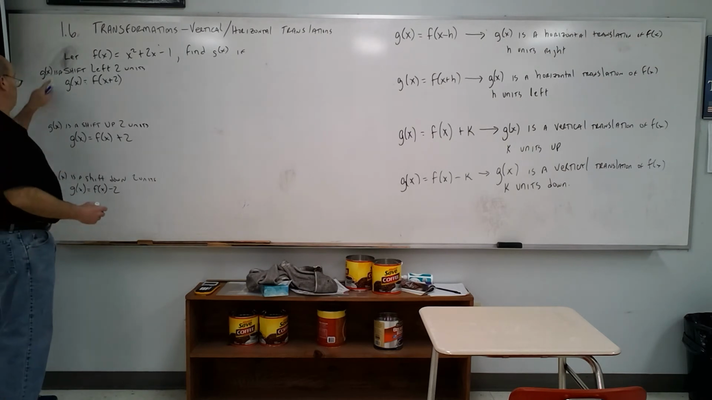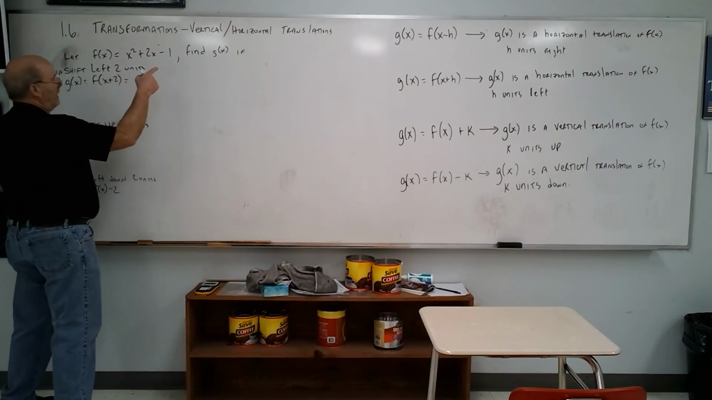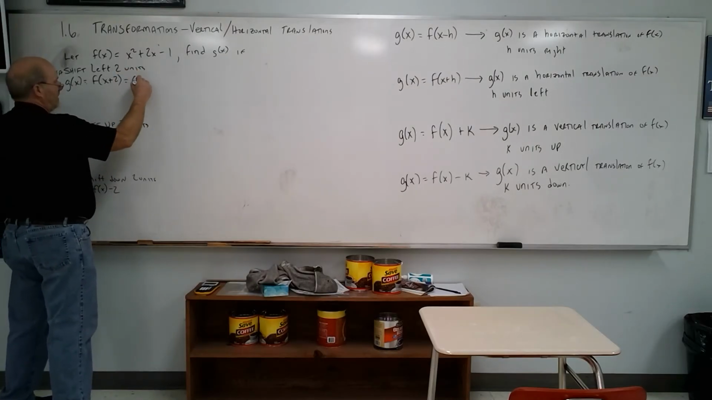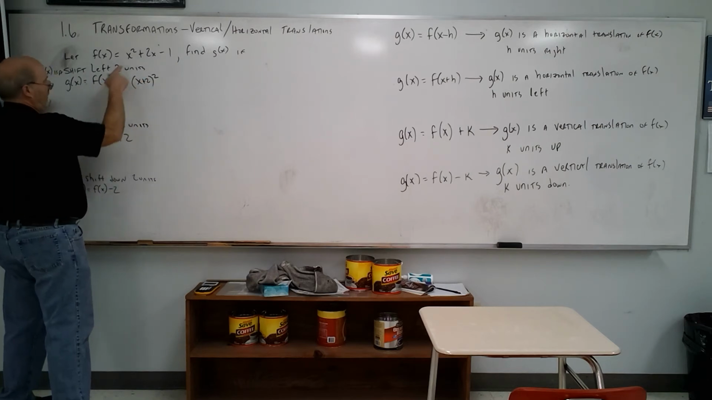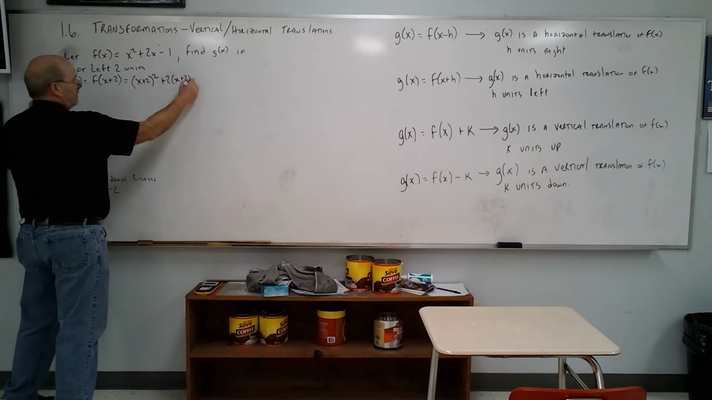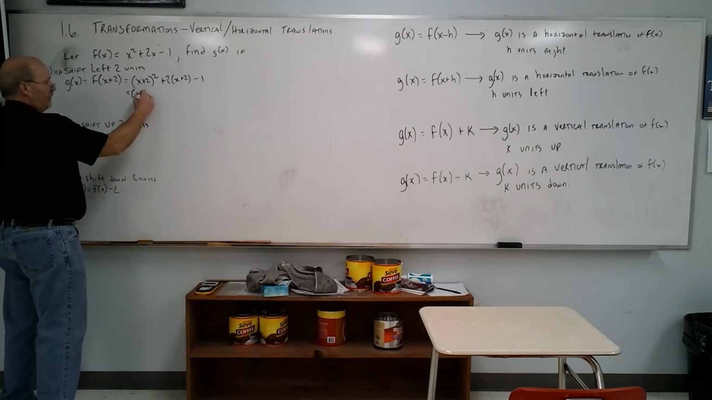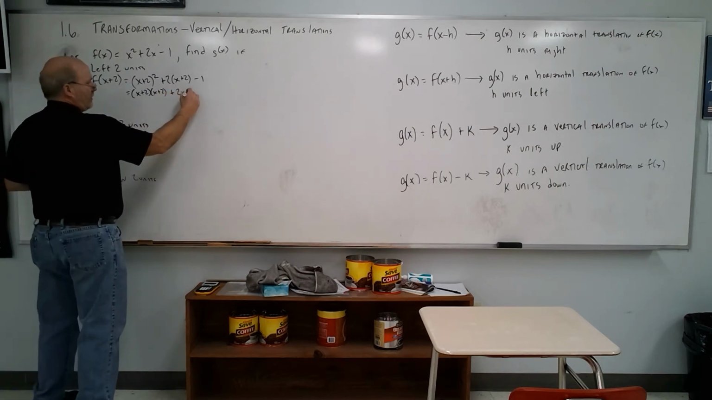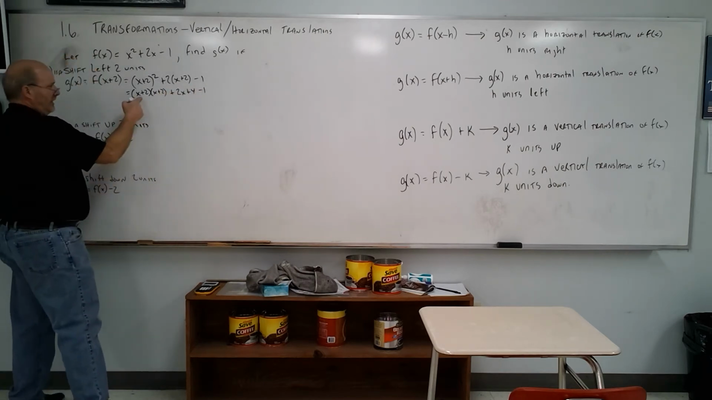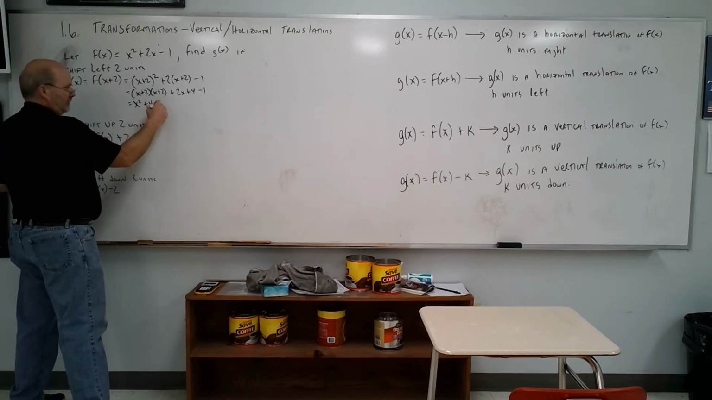We want to find g of x here for a shift left 2 units. We know that g of x equals f of x plus 2. So we take our f of x and replace the x with x plus 2. Instead of having x squared, we have x plus 2 squared. Instead of having plus 2x, we have 2 times x plus 2. And then we still have our minus 1 tagging along with it. X plus 2 squared is x plus 2 times x plus 2, which becomes x squared, 2x plus 2x makes 4x, and 2 times 2 makes 4. The 2 times x plus 2 becomes 2x plus 4, minus 1.